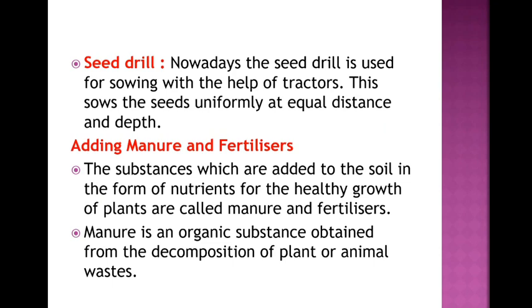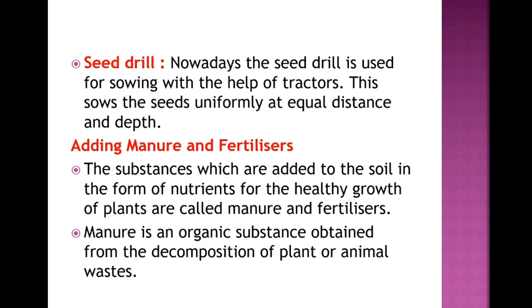And coming to the next step, that is adding manure and fertilizer. We know that the substances which are added to the soil in the form of nutrients for the healthy growth of plants are called manure and fertilizer. Manure is an organic substance obtained from decomposition of plant or animal waste. So simply, plant waste and animal waste is nothing but manure.